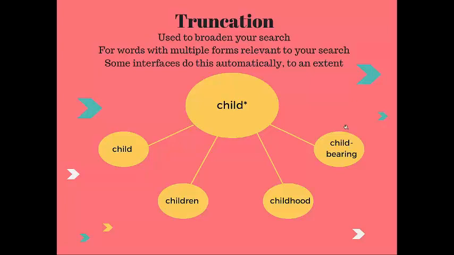Some interfaces are going to do this automatically to an extent. So for example, you could search for child even without the asterisk and still get back children. However, it probably wouldn't bring back words such as childhood or childbearing.